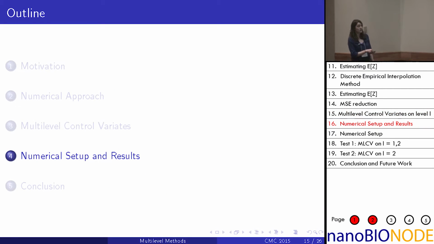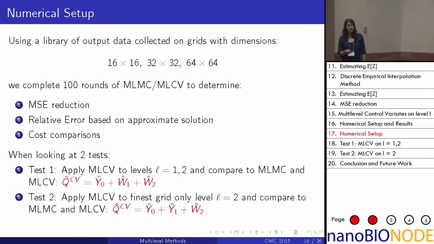So next we're going to talk about our results. What we're using is data on 3 levels. We have a 16 by 16, a 32 by 32, and a 64 by 64, so this is our level 0, our level 1, and our level 2 meshes. And we're going to do 100 rounds of multilevel Monte Carlo and multilevel control variate to determine the mean square error reduction we get, the relative error we get based on an approximate solution we have through compressive sampling, and then we're going to do some cost comparisons.